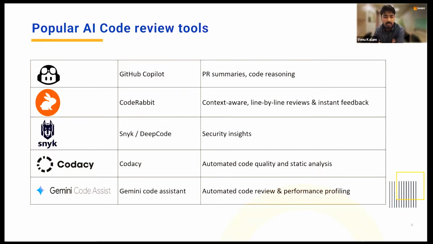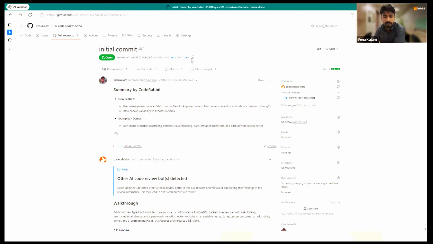Nice. So now that we know what tools to explore, can we actually see them in action? Yeah, sure, why not? So for this session, we have actually prepared a sample PR. I'll quickly bring that up. So for this PR, we have actually configured in our code base two review tools. One is CodeRabbit and the other is Gemini Code Assistant.